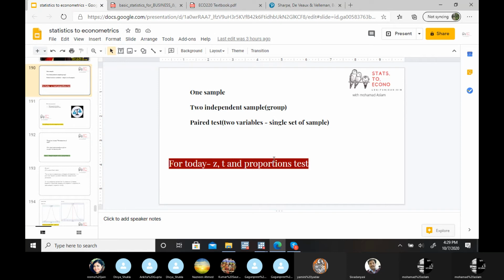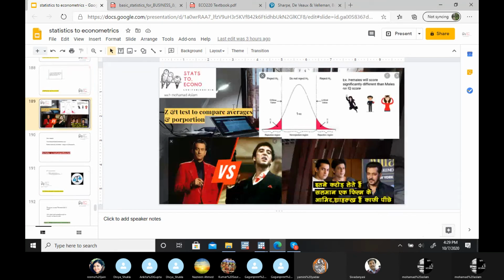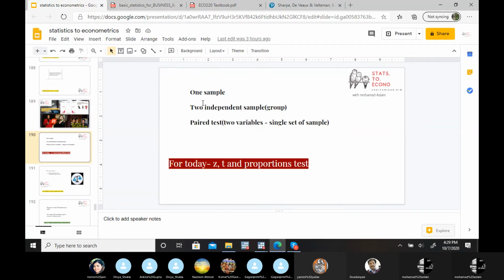Then let me move to this third case, the pair test. Any doubts so far in the first two cases, the one sample test? And keep in mind, all of this hypothesis testing is about comparisons, one versus another. So this is what we are doing today. Any doubts so far?